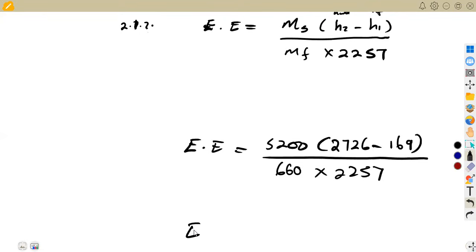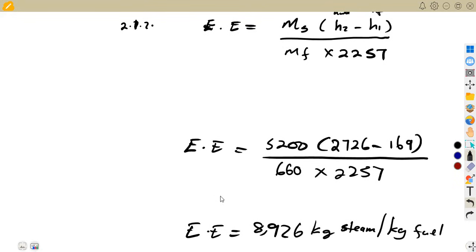2,257. All right, so that's our equivalent evaporation, which is going to give us 8,926, which is given as per kg steam. We're going to have this as kg steam per kg fuel in this case. It will be kilogram steam for any required kg of the fuel that is needed. So that's it.